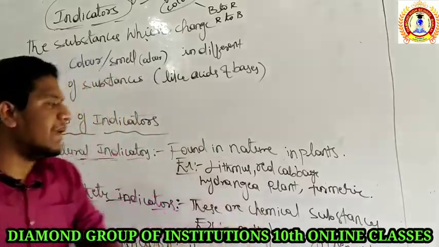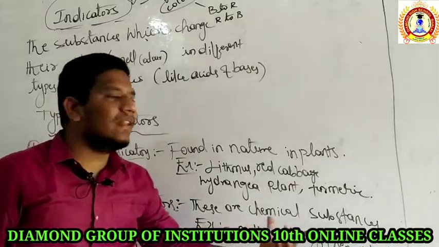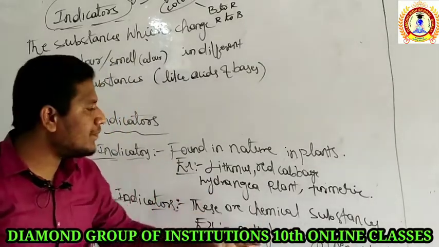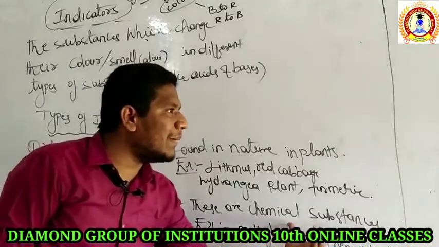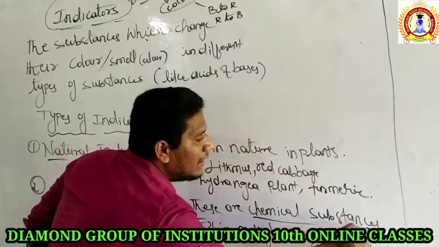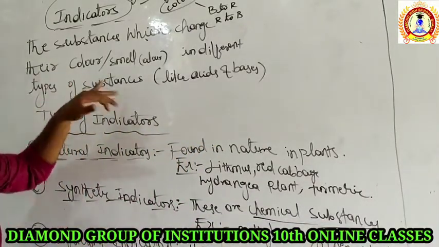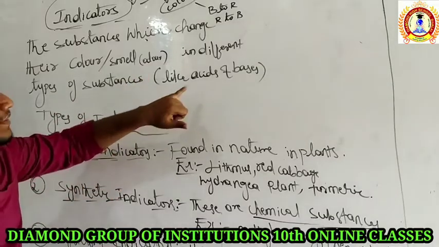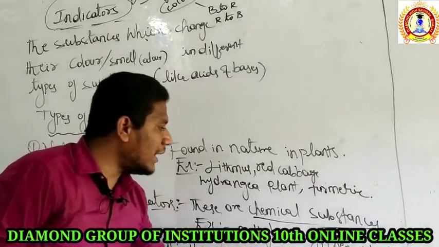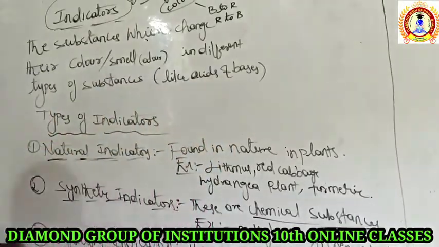The second is synthetic indicators. The synthetic indicators are nothing but man-made indicators. They are prepared in the lab and as a result they are chemical substances. They also change their color or smell when they are placed in substances like acids or bases. For example, the chemical indicators methyl orange and phenolphthalein.